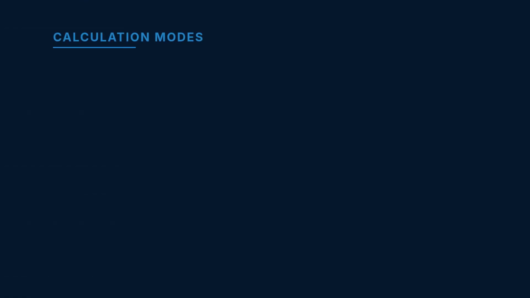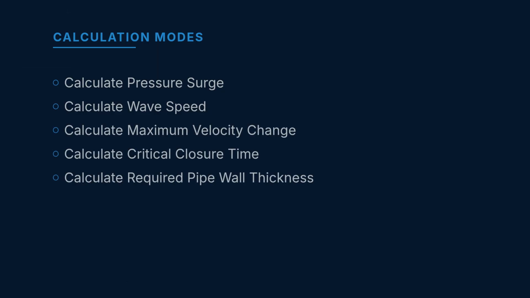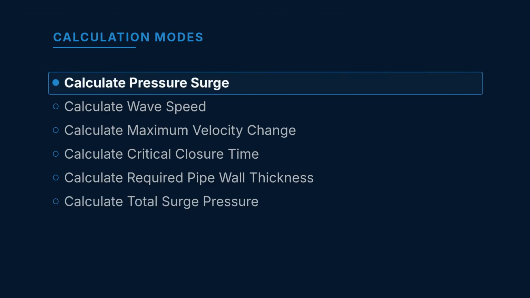This is the Surge Analysis Waterhammer Interactive Calculator, which calculates pressure surges in pipeline systems when flow velocity changes suddenly. The calculator has a drop-down menu for calculation mode with 6 options: calculate pressure surge, calculate wave speed, calculate maximum velocity change, calculate critical closure time, calculate required pipe wall thickness, and calculate total surge pressure. For this demonstration, I've selected Calculate Pressure Surge.